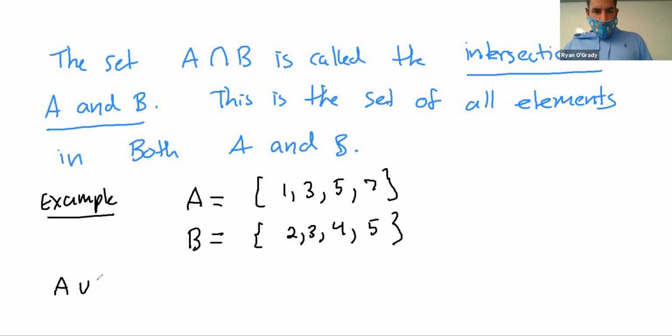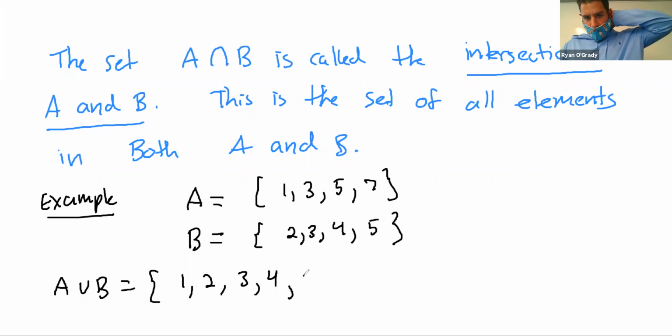The union is everybody who is in A, everybody who is in B, or in both. So what would the union be? The union would be 1, because it's in A. What about 2? Well, 2's in B, so it's there. 3's in both, so we're going to count it. 4 is in B, so it's in the union. 5 is in both, so it's in the union. And then 7.